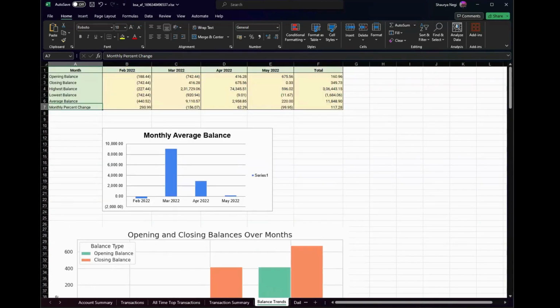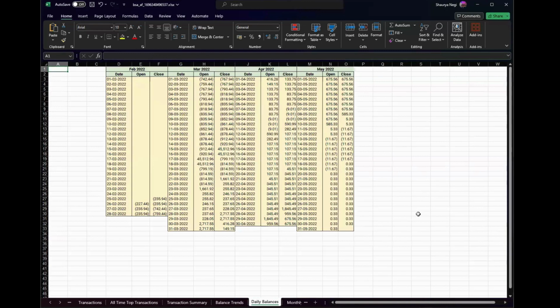The next sheet which we talk about is the daily balances sheet. The daily balances sheet offers a granular view of your finances. It showcases your balance at the end of each day, perfect for those who want to keep a close eye on the money.